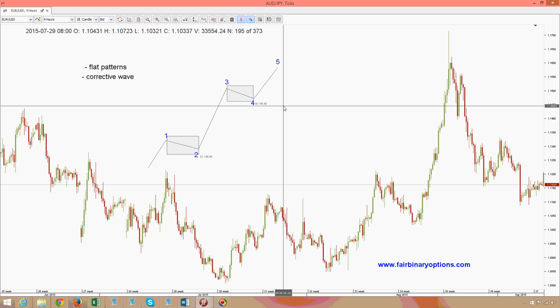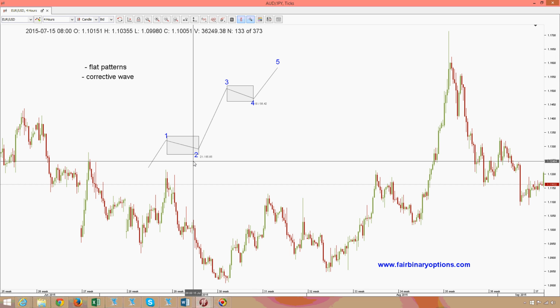If you have a simple correction for the second wave or for the fourth wave, then you should look for either a flat or a zigzag or a triangle. You cannot have a triangle for the second wave. So for the second wave, simple corrections are only a flat pattern or a zigzag.